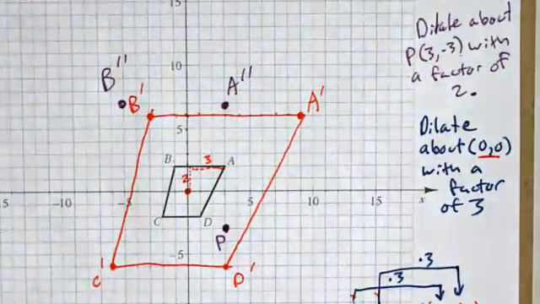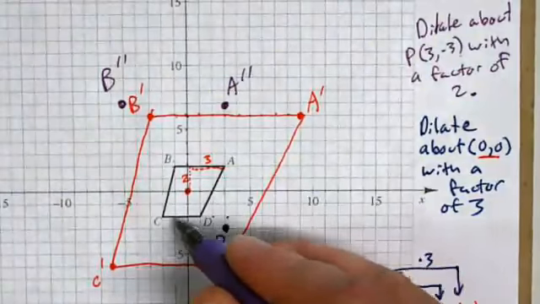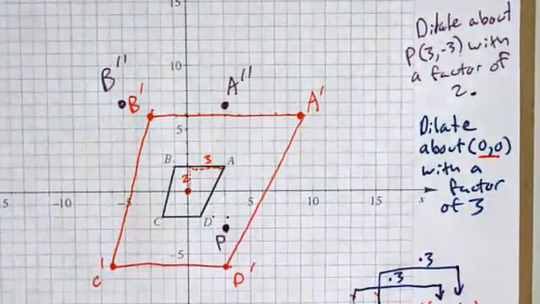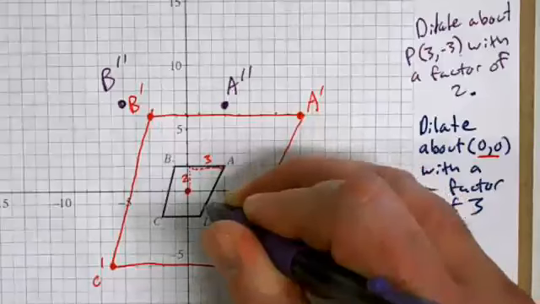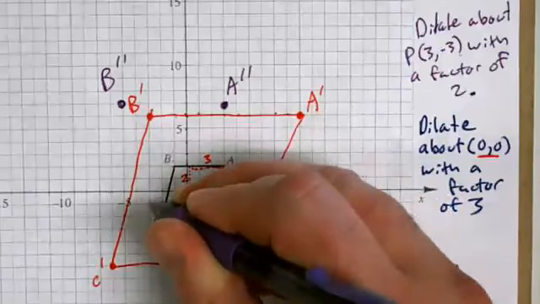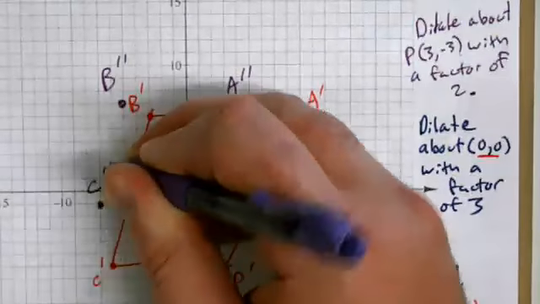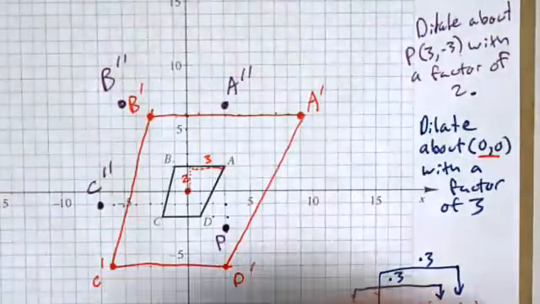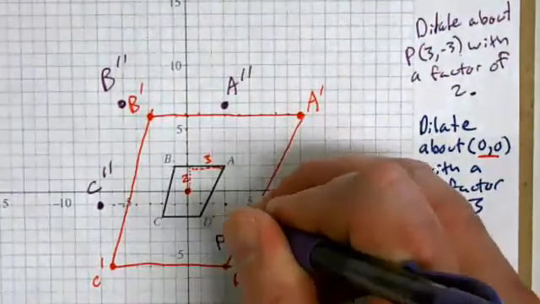Can you guys go ahead and do C and D for me? Always count from P. Remember, we always count from the center of dilation. Up 1 and over 1, 2, 3, 4, 5. 1 and 5, both times 2 would be 2 and 10, right? So up 2, and over 1, 2, 3, 5, 6, 7, 8, 9, 10. D is up 1 over 2. Double that would be up 2 over 4. 2 over 4.